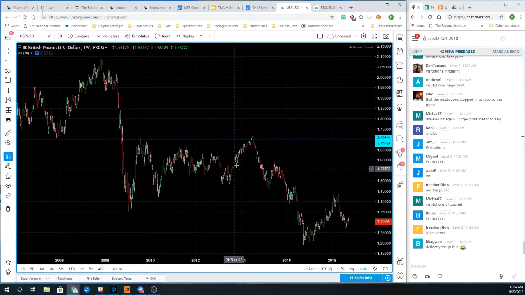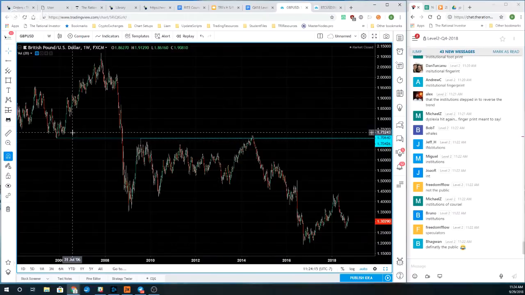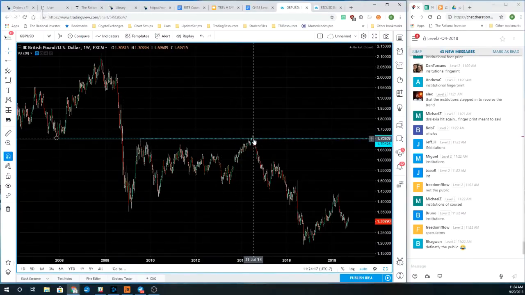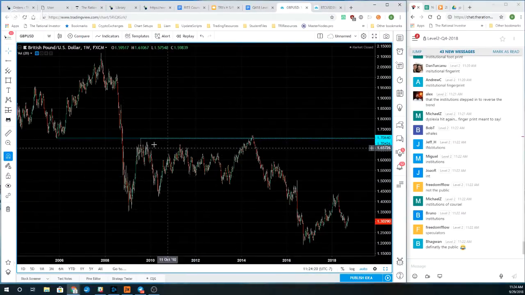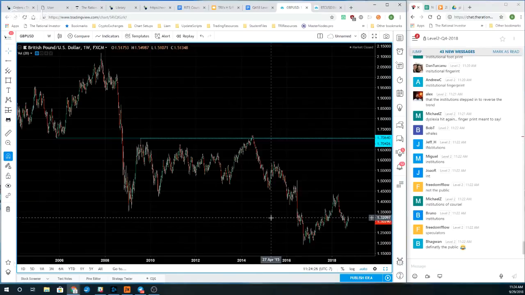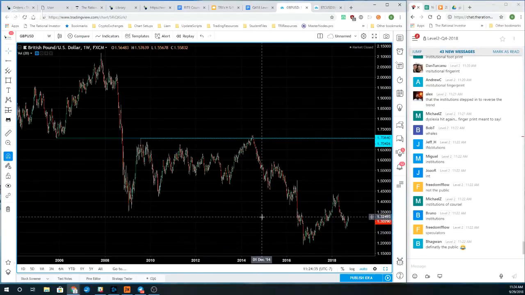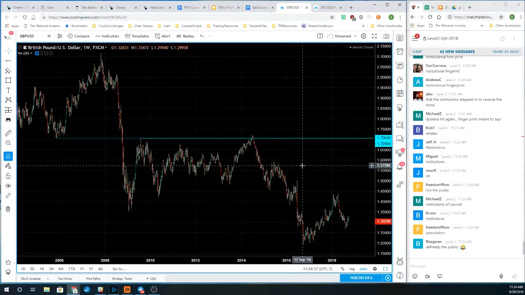Then the market came back and pivoted back up, and look where it pivoted again, right off that exact same level. So you have to ask yourself, is that an accident? Is that purely chance? Or is there maybe something bigger going on here? And remember, guys, we always have to remind ourselves that these platforms are built for the institutions.